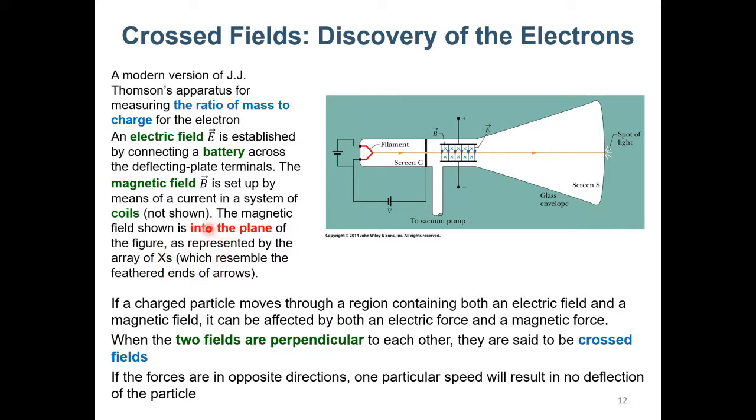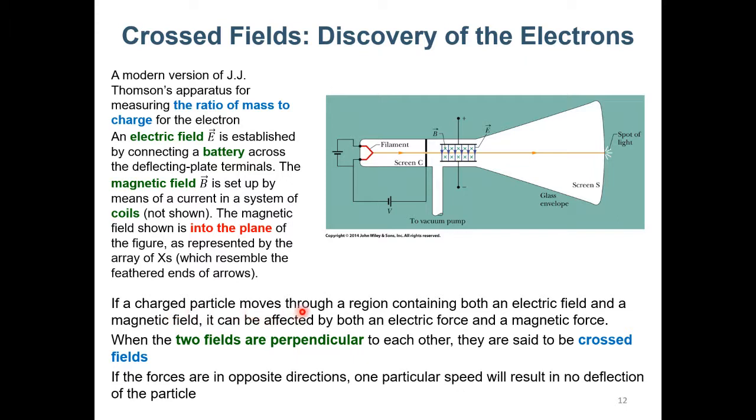The magnetic field is set up by means of current in a system of coils, but it is not shown here because the coil will be something like here, and if it's shown, then you cannot see the B field and E field. And actually, the B field is pointing into the page. You see the cross.